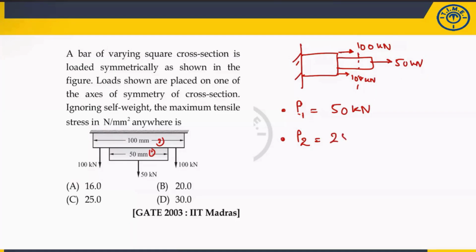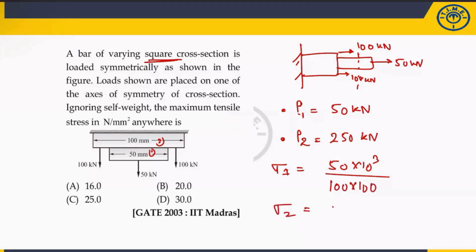So the P2 value is 250 kilonewton, and the problem is very simple and straightforward. You want to calculate the stress: 150 into 10 to the power of 3. It is a square cross section. If this side is 100, then definitely the other side will be 100, so 100 into 100. The sigma 2 value is, this is 1 and this is 2, the P2 load is 250 into 10 to the power of 3. What is the area?